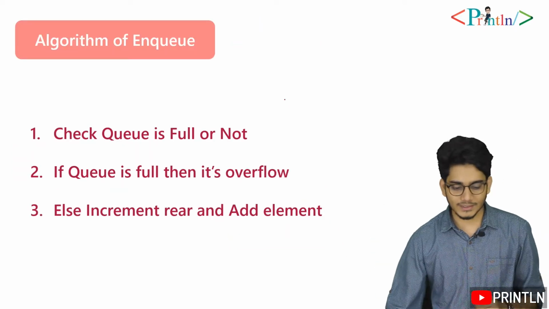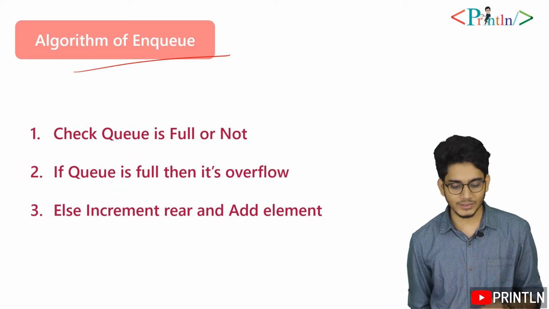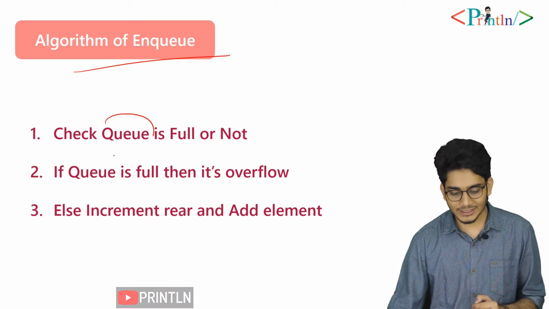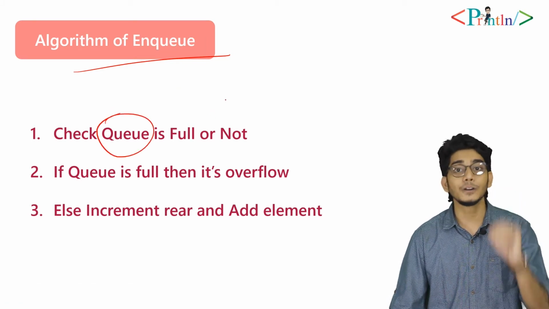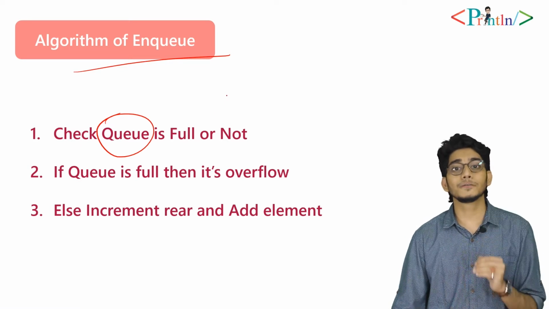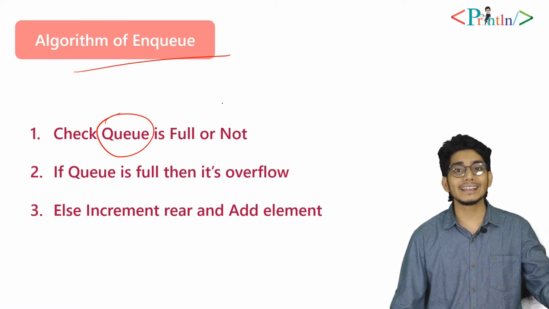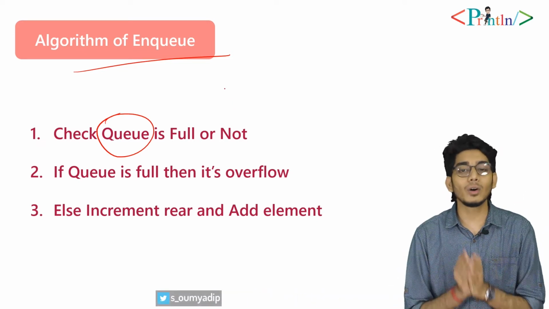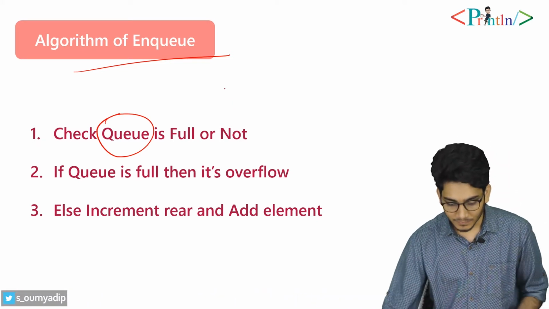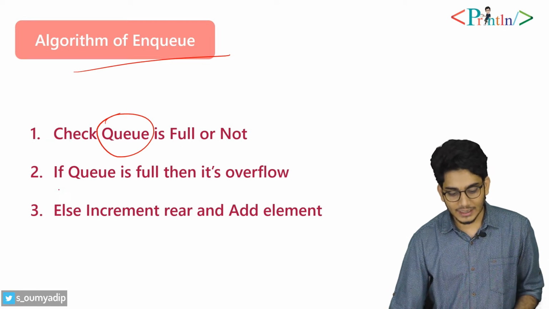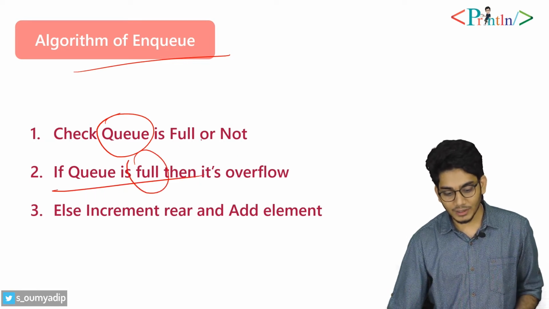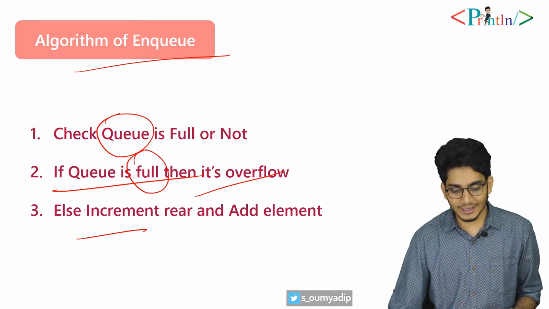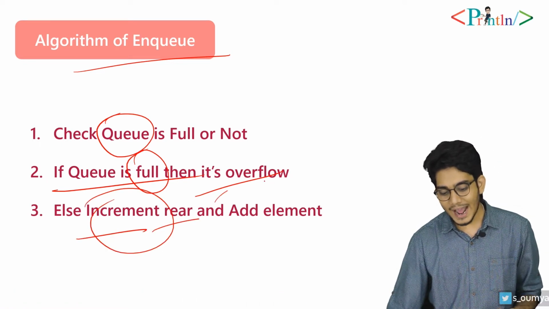As you can see on my screen, the algorithm of enqueue is written there. At first, what do we have to do? We have to check whether our queue is full or not. If our queue is full, then we cannot insert any element into our queue. If our queue is not full, then we can insert elements. So if our queue is full, we'll say that the queue is overflow, else we'll increment the rear and add the element.